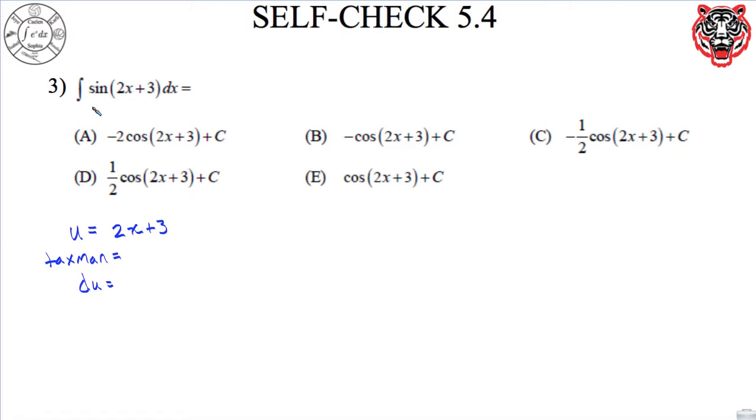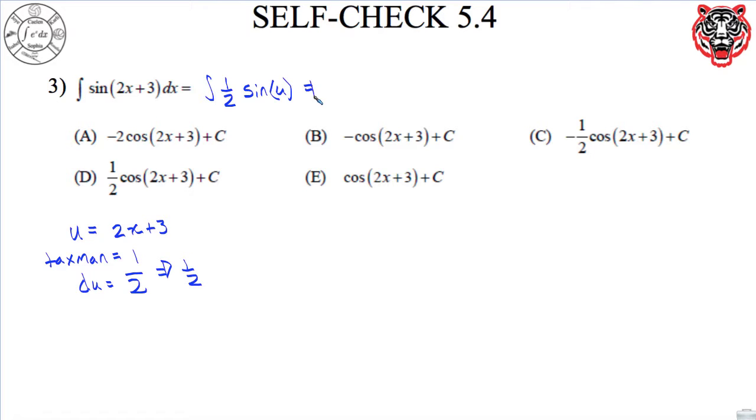Taxman is whatever's in front. There doesn't seem to be anything there, so he's an invisible 1. And du, the derivative of this, is 2. So our fraction is going to be a half. That's what we're going to pay the Taxman with. This now turns into the integral of a half. We just paid the Taxman of sine of u.